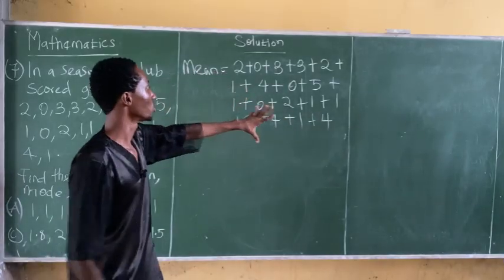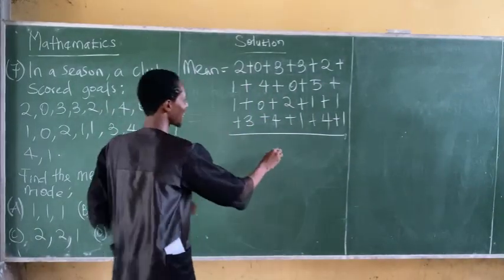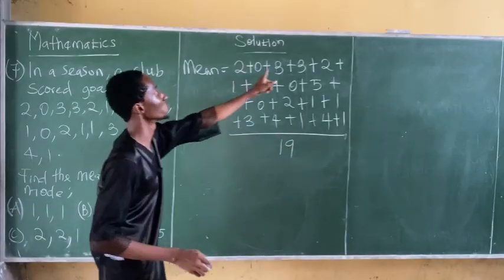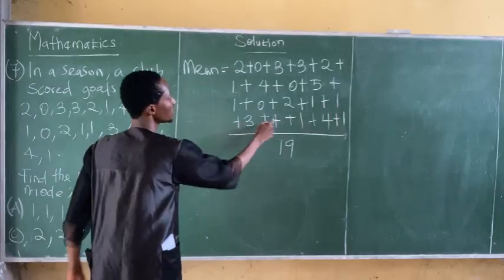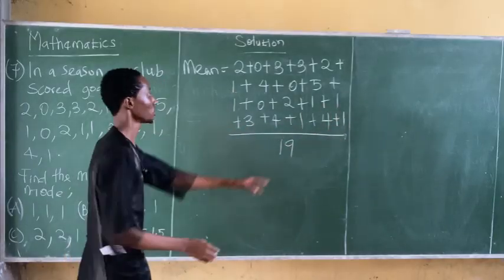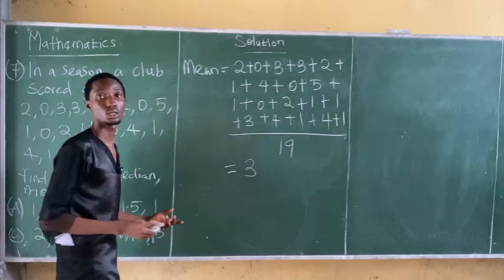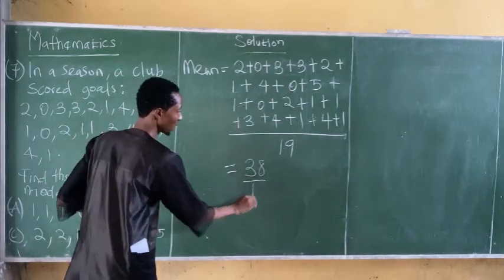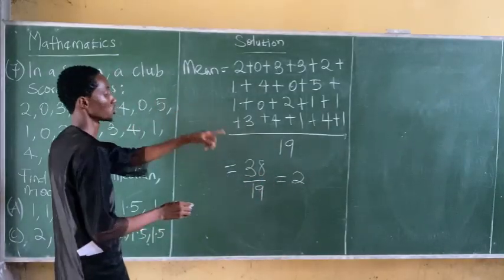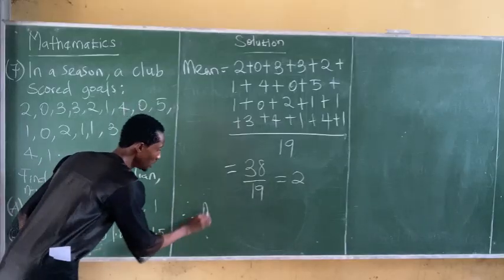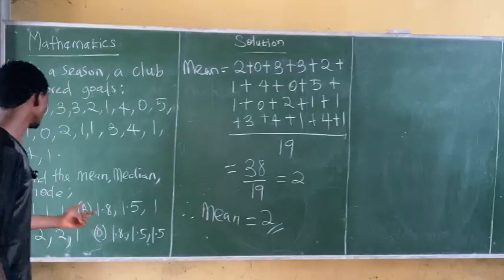Let's sum this value and divide it by the total number of terms. If we count the numbers here, we have 19, right? 1, 2, 3, 4, 5, 6, 7, 8, 9, 10, 11, 12, 13, 14, 15, 16, 17, 18, 19. If you add these values together, you're going to get 38. 38 divided by 19 will give us 2. So the mean is equal to 2. The next thing they say we should find is the median.